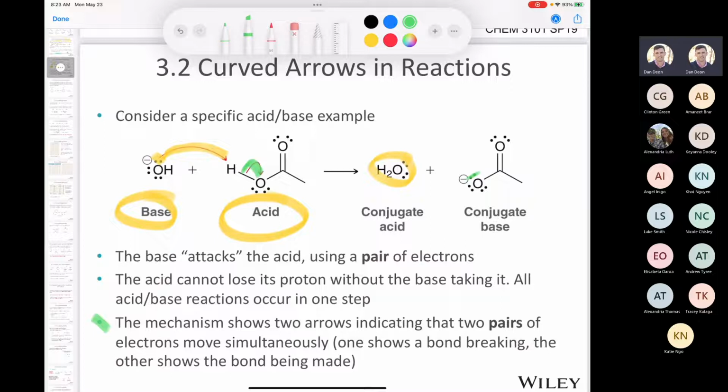Again, this is something that has to be practiced. It cannot be just read about and studied, or you can't just watch a video and learn this. We'll put here: must practice curved arrows in acid-base reactions. Very important.